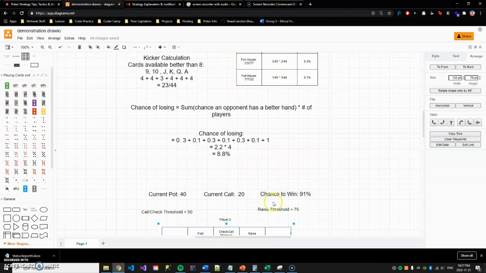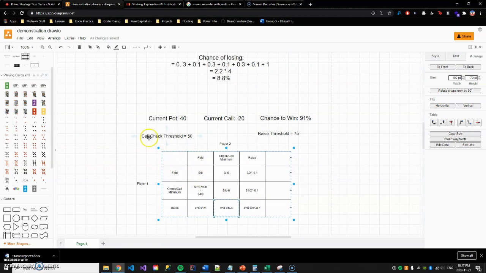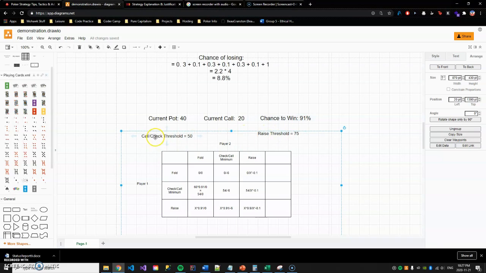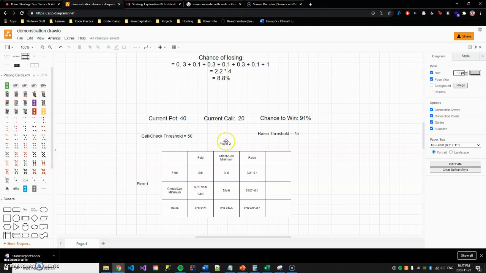And this is just an example, right? So let's say the current pot is 40, and the current call is 20. And our call/check threshold is 50, and our raise threshold is 75. So these are percentages. So 91 is a greater percentage than these. So in this situation, my bot will say that it makes sense to raise. And for the other player, my bot considers all the other players to only have a 10% chance of winning, or sorry, a 9% chance of winning in this situation.